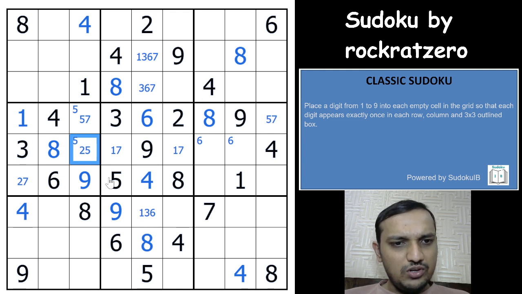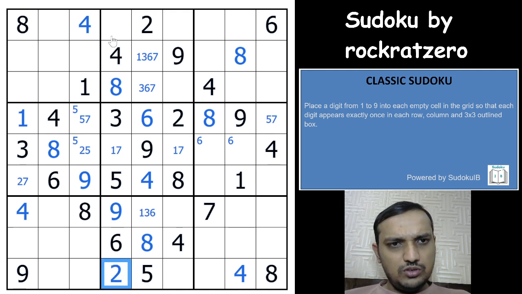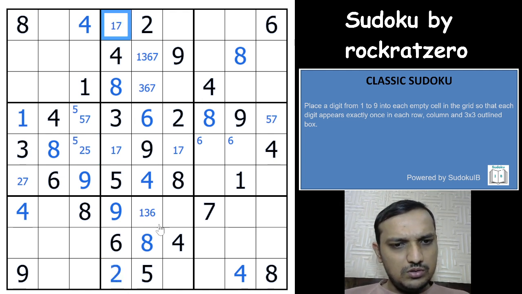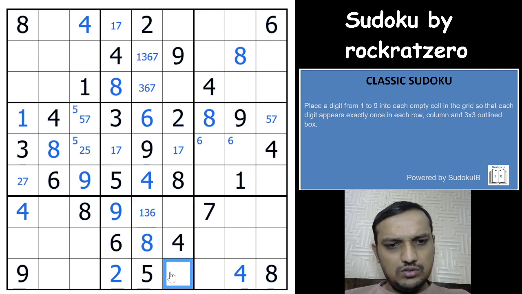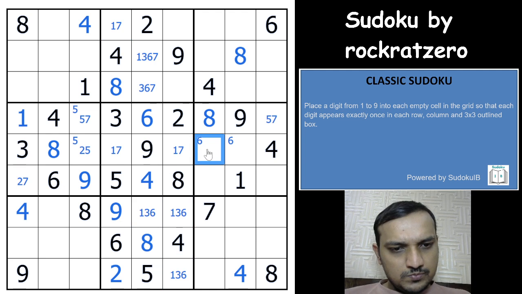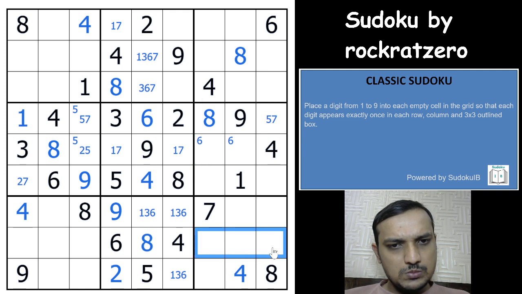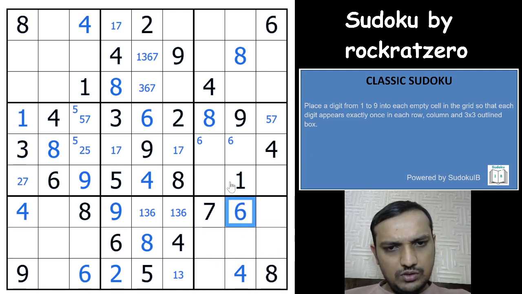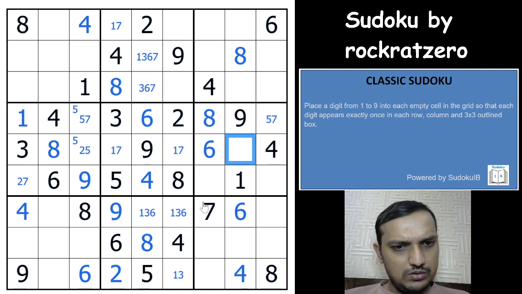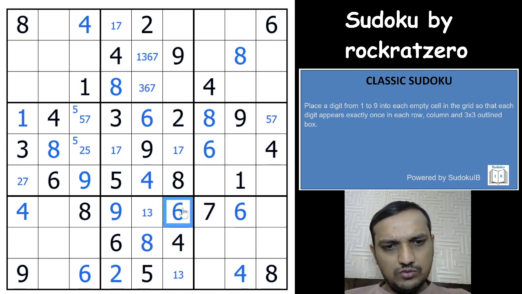We are going good for now. 1, 2 and 7. So this is not a 2. This is a 2. So you get a 1, 7 here. So you have 1, 3, 6 here. Let's write that. You have a 6 here, so that removes 6 from this cell. And you get a 6 here and a 6 here. You don't have a 6 here, that gives you a 6 here.